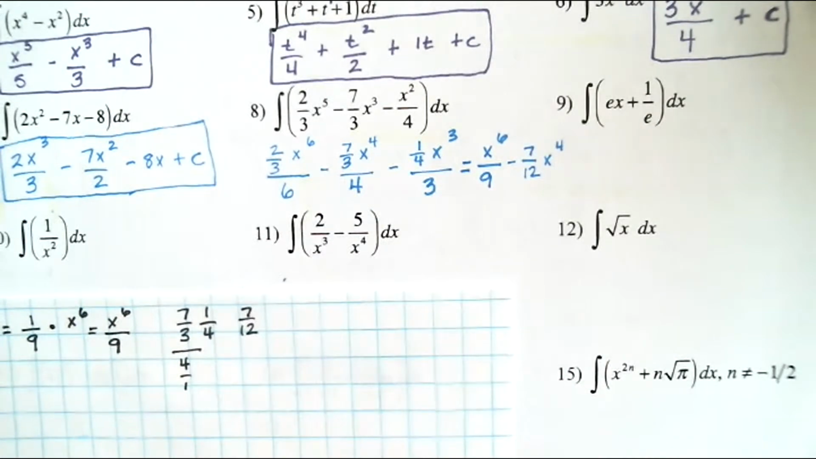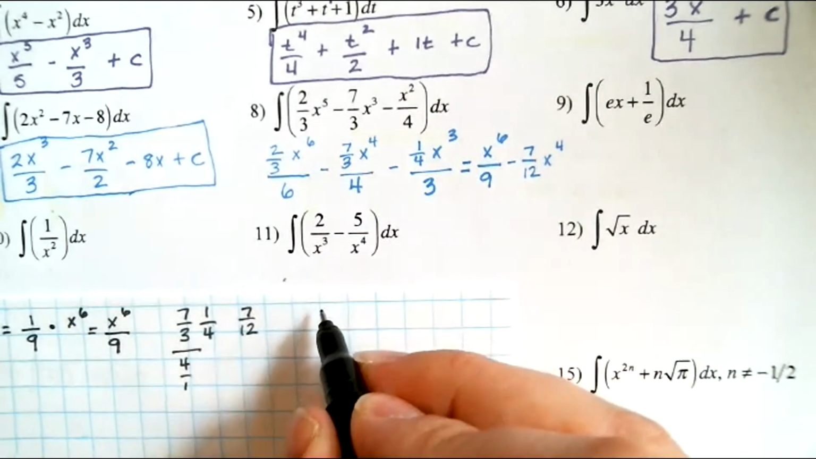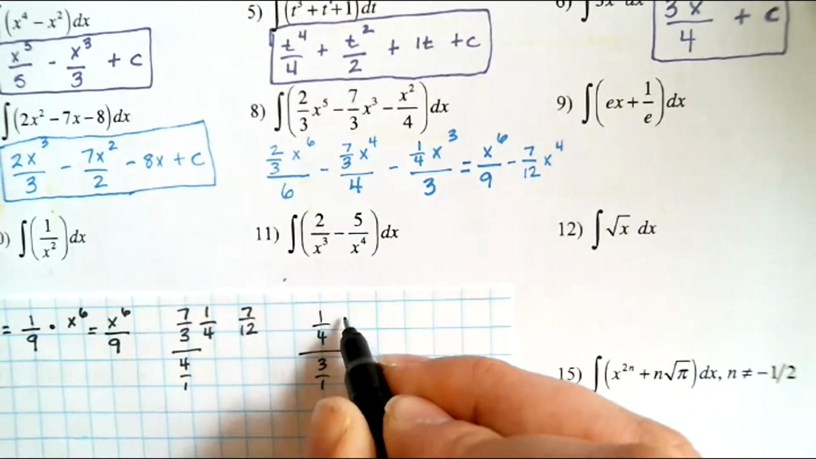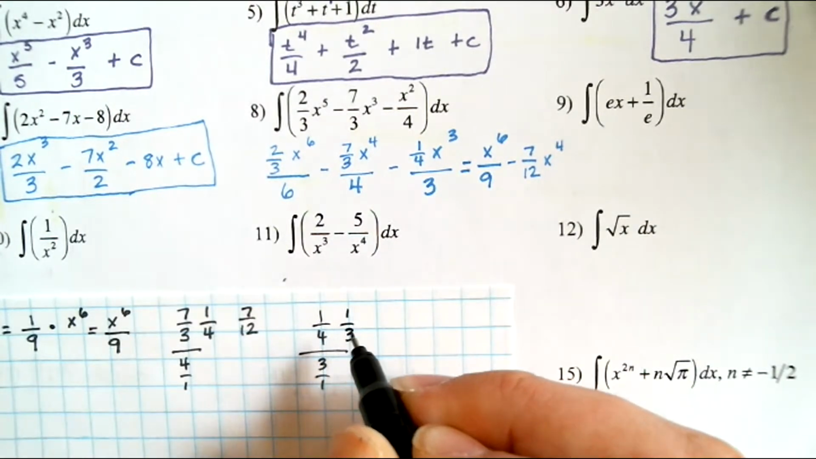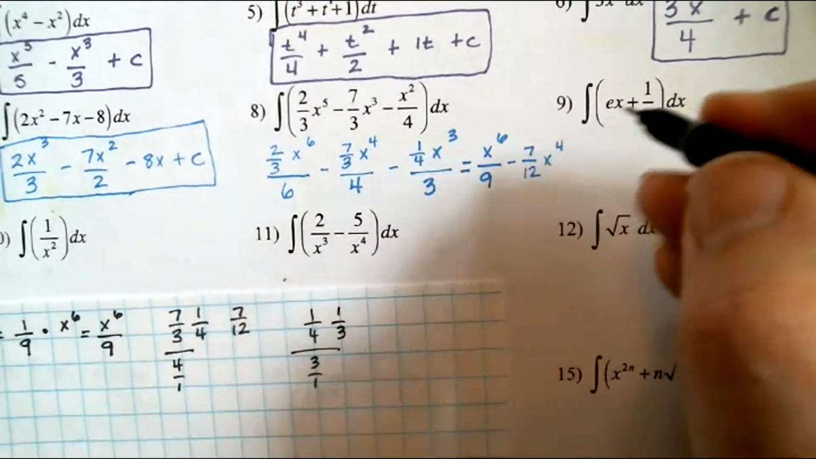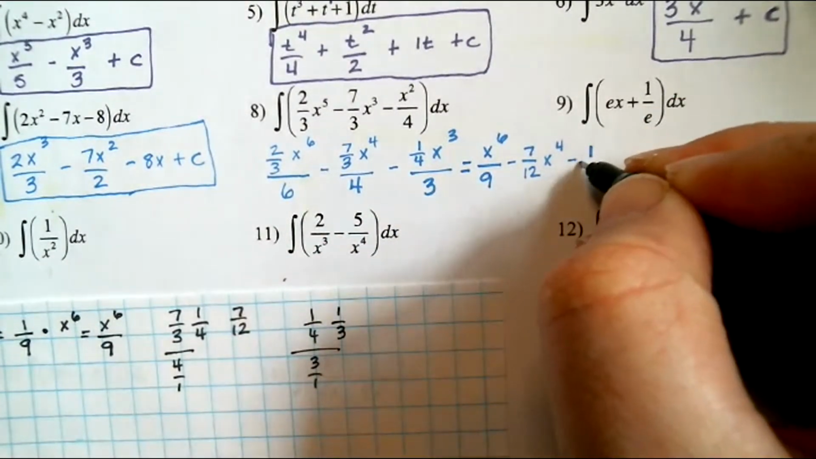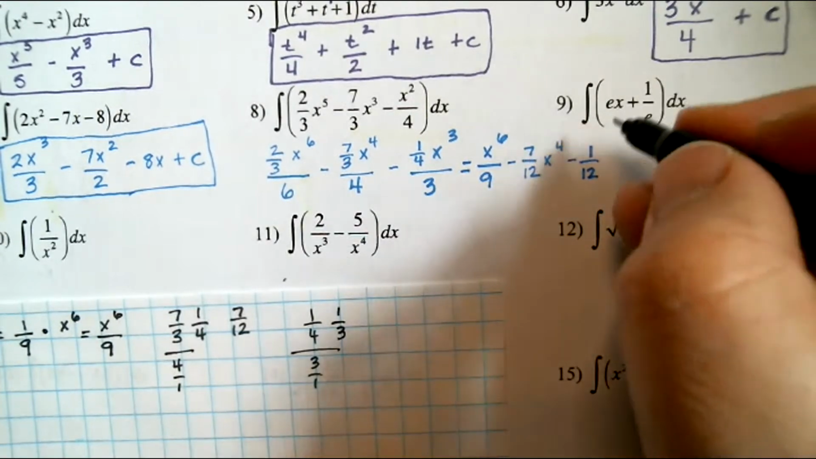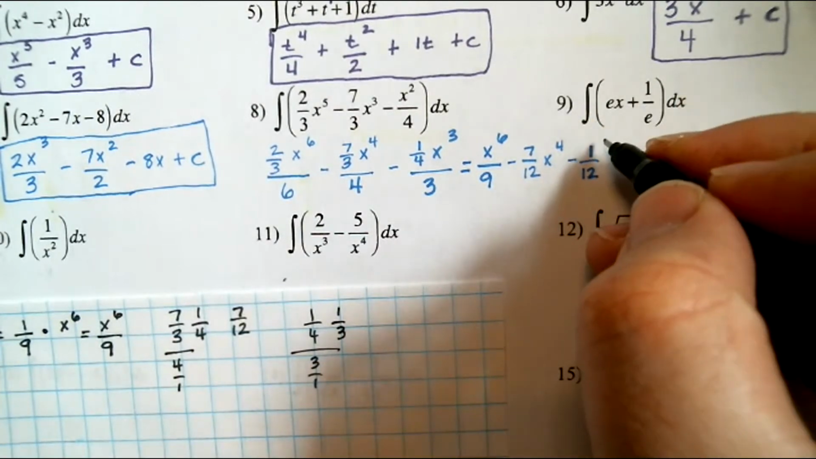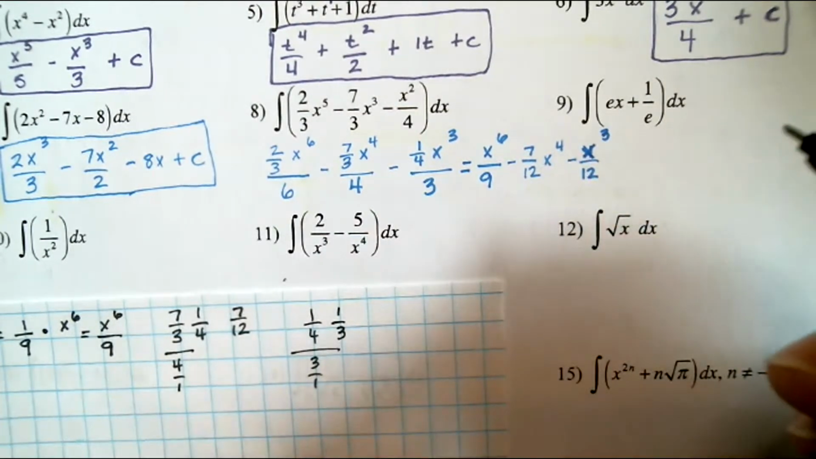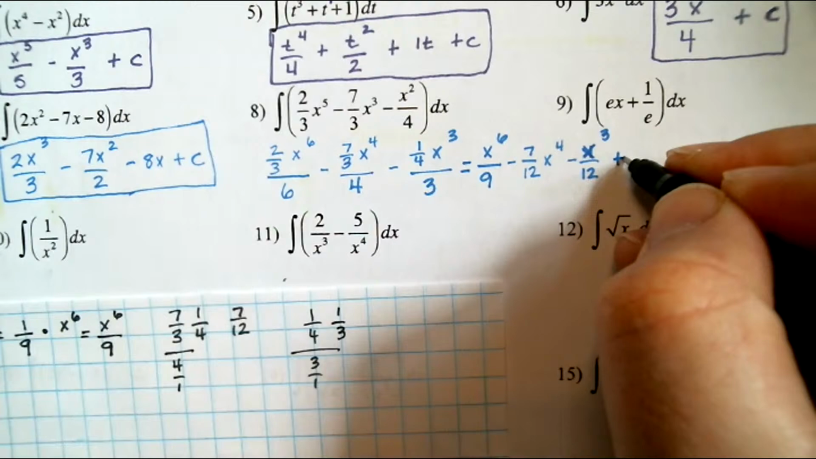And then I do that last one. 1/4 divided by 3 over 1. Just flip it up. And that's 1/12. So minus 1/12. Or actually, I could say just x cubed over 12 since it's a 1. And then remember, everything has to have plus c.